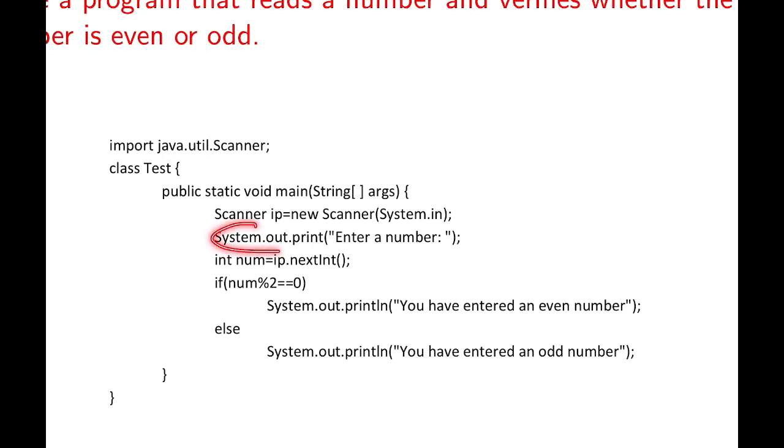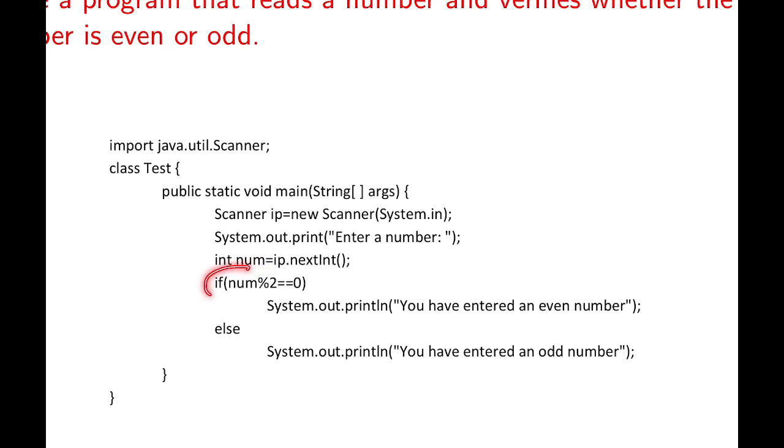Then System.out.print "Enter a number". So it is going to display enter a number on the screen. Then the user is going to enter a number, or the user is going to input a number, and int num = ip.nextInt(). So this line receives the number from the user and stores that in variable num.